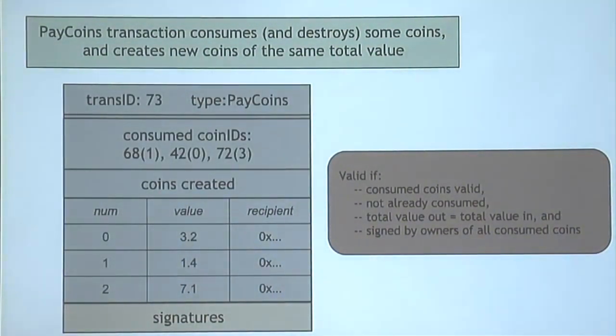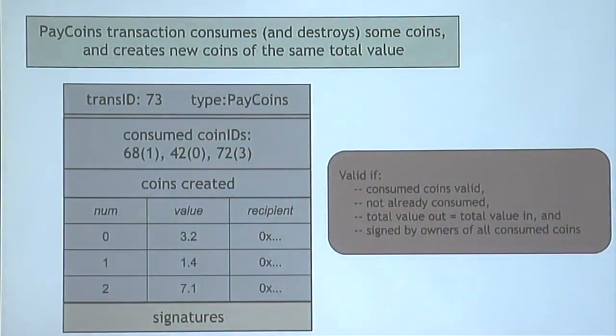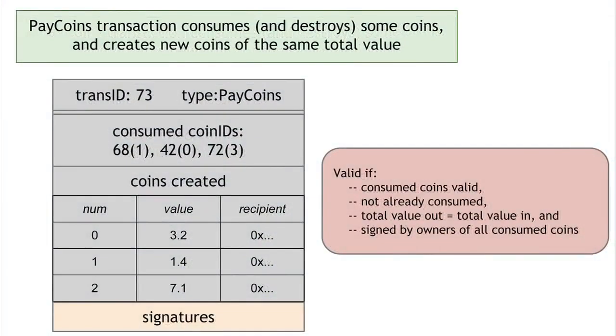The rules of Scrooge Coin say that a PayCoins transaction is valid if 4 things are true. First, that the consumed coins are valid, that is, they really were created in previous transactions. Second, that the consumed coins were not already consumed in some previous transaction. That is, that this is not a double spend. Third, that the total value of the coins that come out of this transaction is equal to the total value of the coins that went in. And finally, that the transaction is validly signed by the owners of all of the consumed coins. If all of those things are true, then this PayCoins transaction is valid.